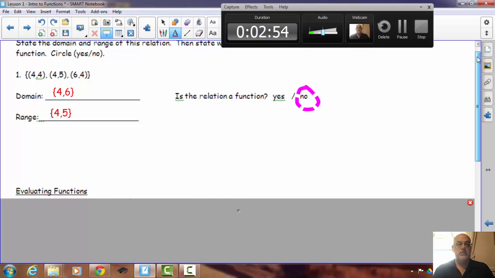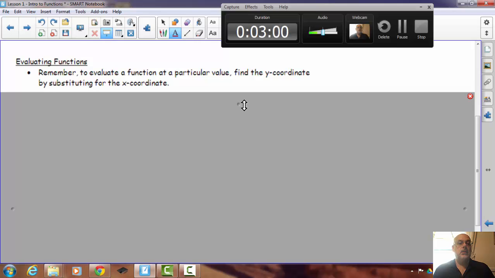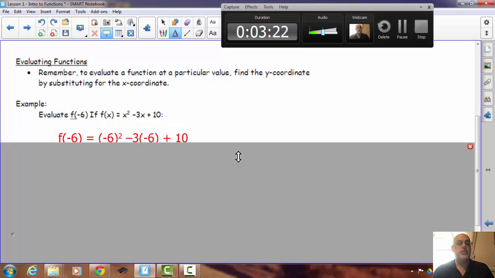Evaluating functions. When we evaluate a function at a particular value, we're looking to find the y-coordinate since we're given the x-coordinate. So if we look at this example, if we were to evaluate f of negative 6 in the function f of x equals x squared minus 3x plus 10, everywhere in this function where the x appears, you need to put the negative 6. And because the 6 is negative, you need to put it in parentheses.